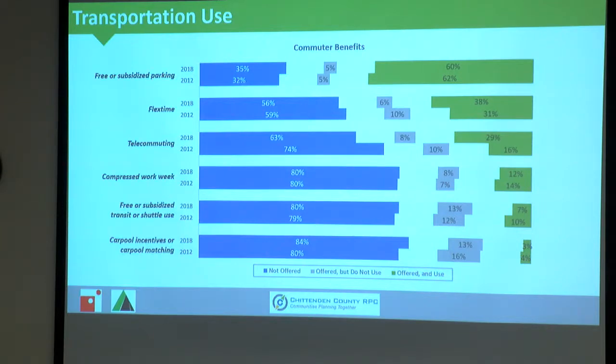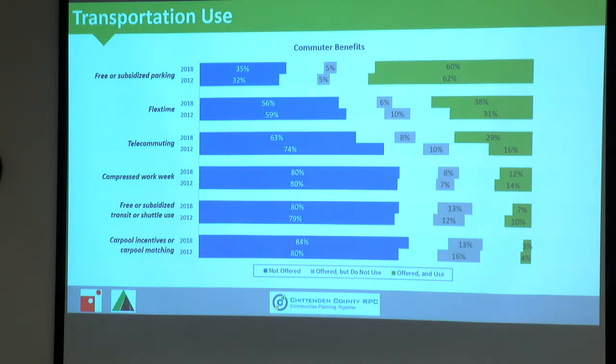Now, the next slide, we're going to talk about commuter benefits. We asked people both what is available to them where they work, and if it's available, whether they take advantage of it. This, by the way, does not show the frequency with which they do things, only whether they take advantage of it or not. Probably the most interesting number we see on here is those who work in places that offer telecommuting. We're seeing that 37% of people currently work in a place that offers telecommuting.